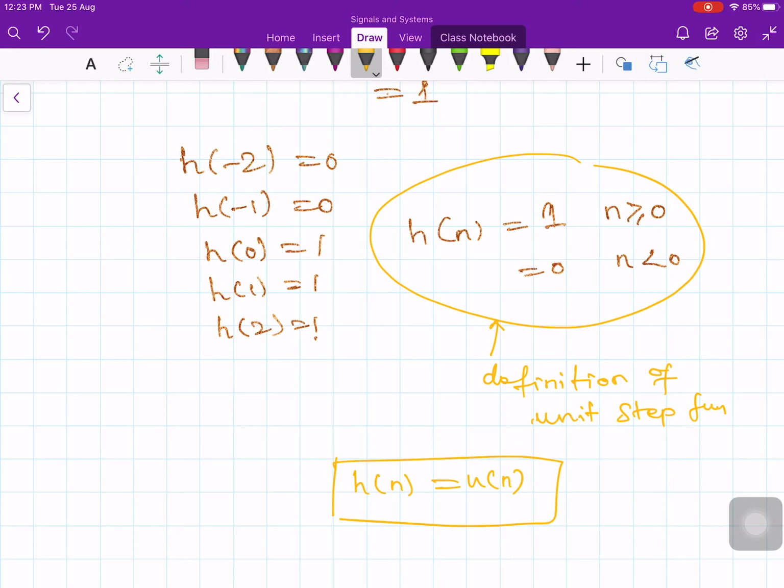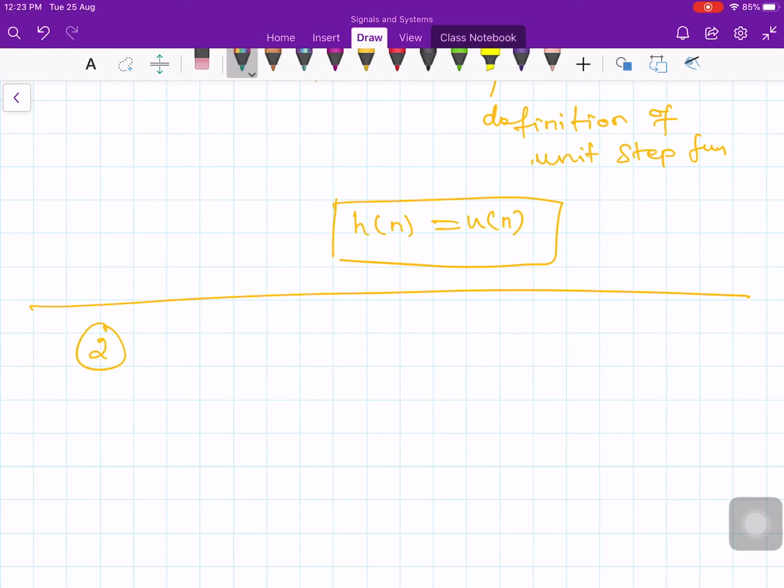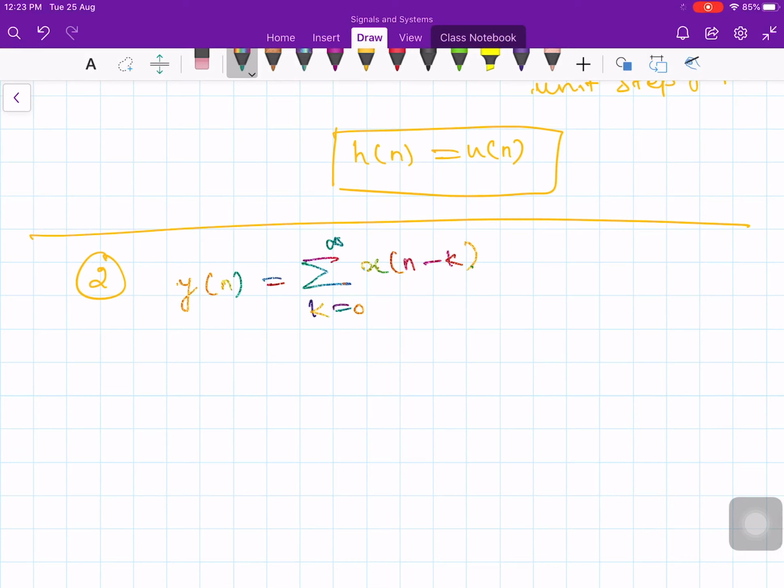Now let me take another version of accumulator. Now y of n is equal to sigma k equal to 0 to infinity x of n minus k. Okay. So here my accumulator accumulates from k equal to 0 up to infinity. Okay, that's the whole range. So now the question is, what is h of n? So how do you find this out?